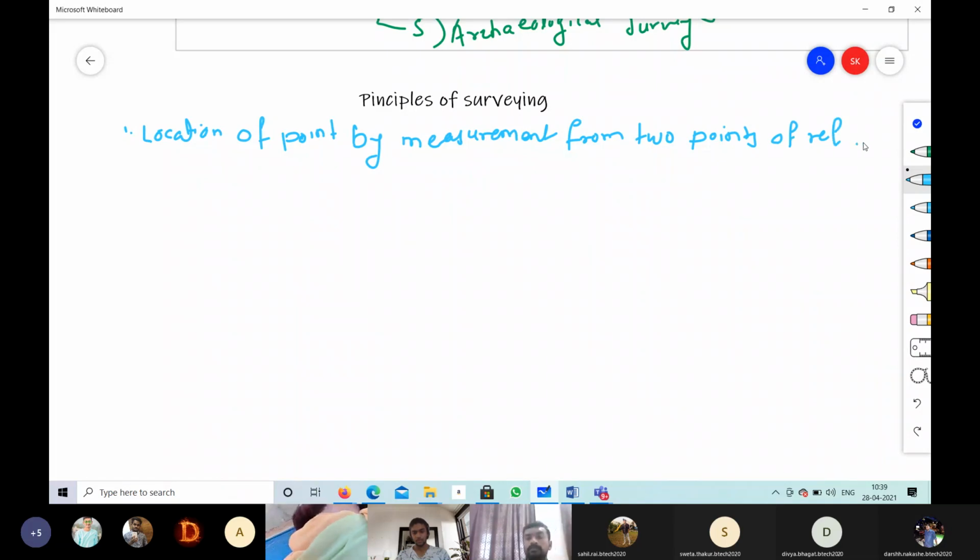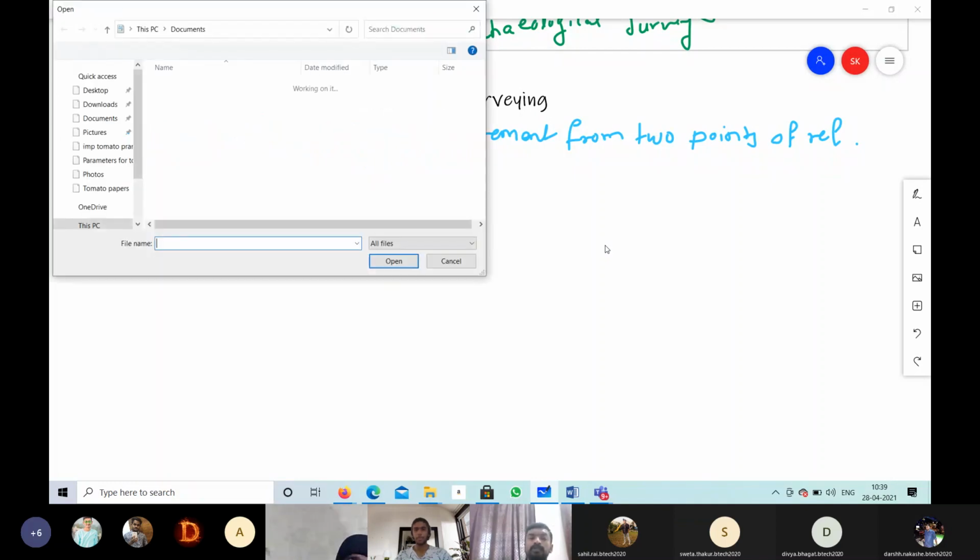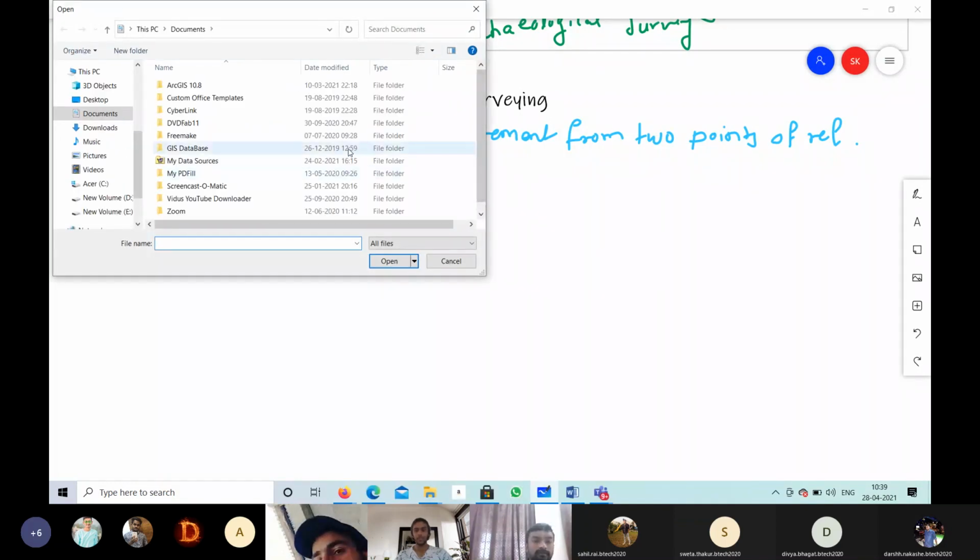Okay, so for which we will open one image, which will give a clearer idea. Actually, this is the first principle: location of a point by measurement from 2 points of reference. So what are those 2 points of reference? They are nothing but the known points.